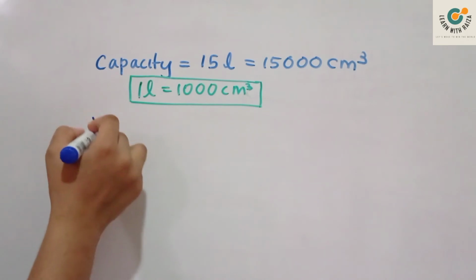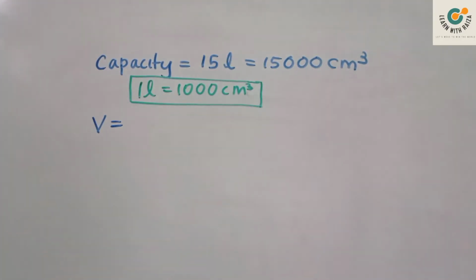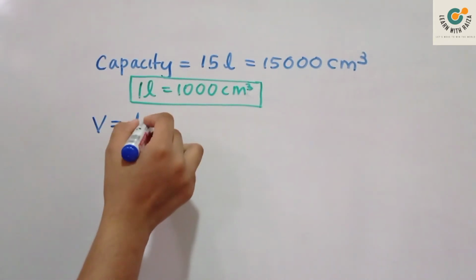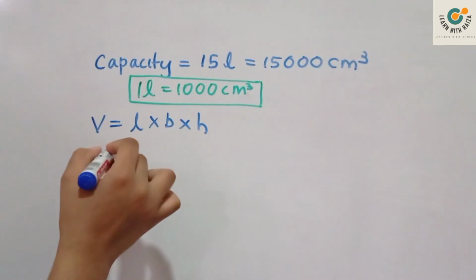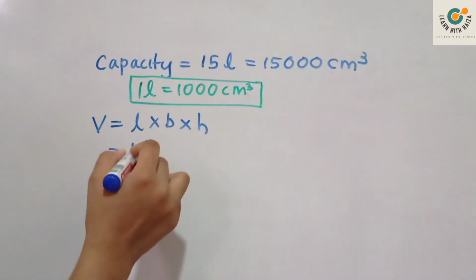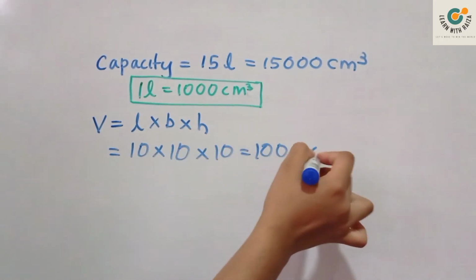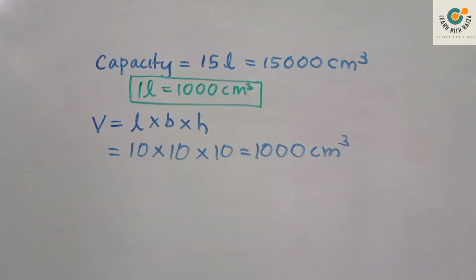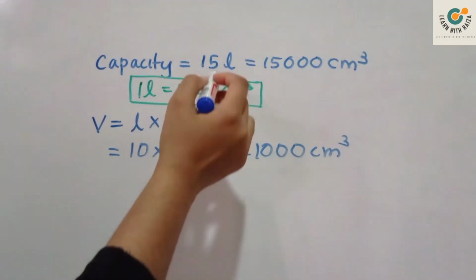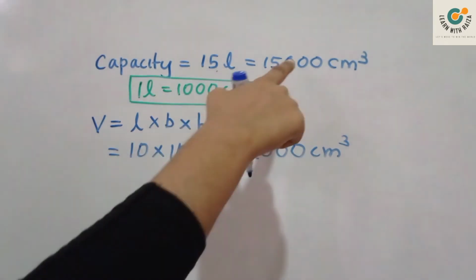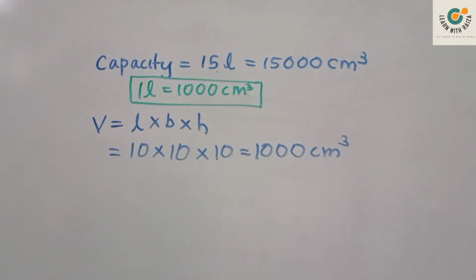First we have to find the volume of the small cube-shaped container, the 10 centimeter one. That is length into breadth into height, and since length and breadth are all the same, we get 1000 cubic centimeters. And we know that they are going to fill a big barrel. The capacity of the barrel is 15 liters, in other terms 15,000 cubic centimeters.